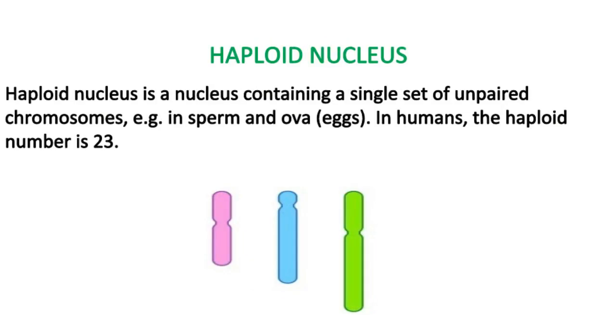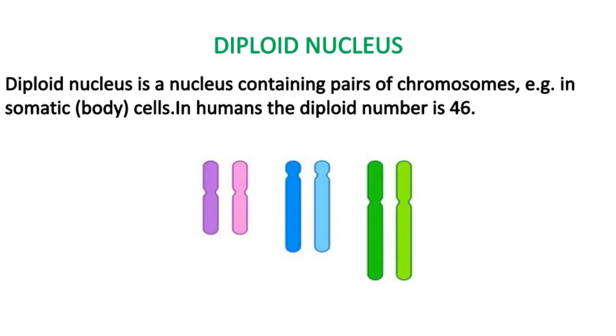Haploid nucleus is a nucleus containing a single set of unpaired chromosomes, example in sperm and ova. In humans, the haploid number is 23. Diploid nucleus is a nucleus containing pairs of chromosomes, example in somatic cells. In humans, the diploid number is 46.